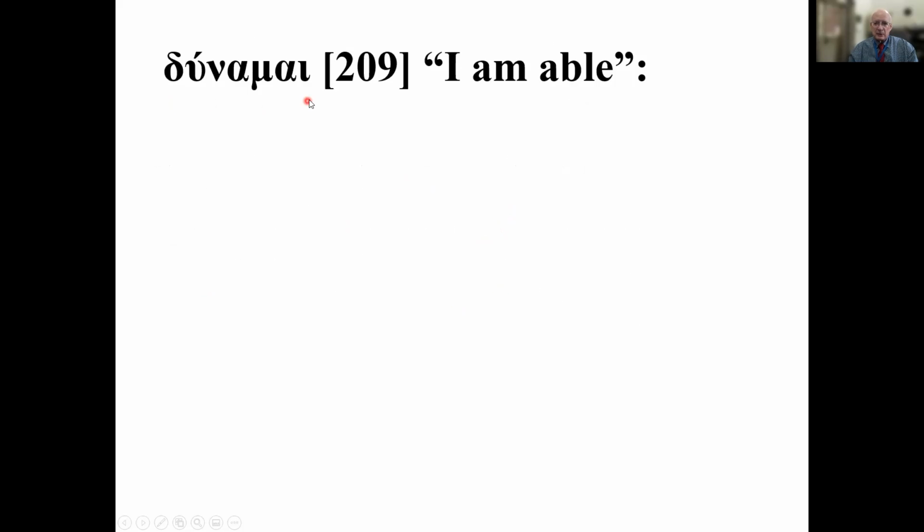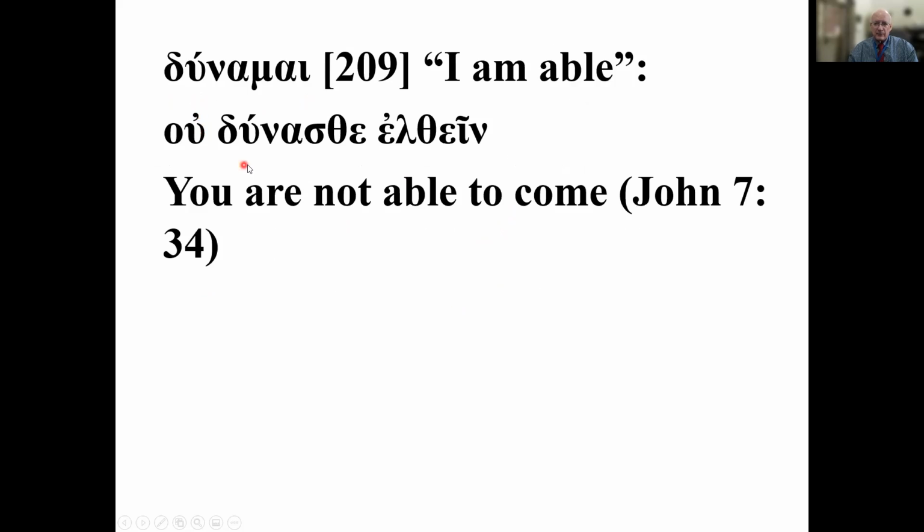Another verb in chapter 15 brought out is dunamai. I am able, and especially the third person singular, but also here the second person plural, dunasthe. You are not able, elthein, to come, John 7:34. Notice the infinitive finishes the thought of this verb dunamai. So these are verb forms that usually need an infinitive in order to finish their thoughts.